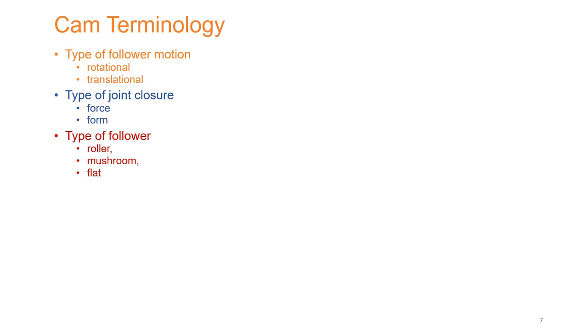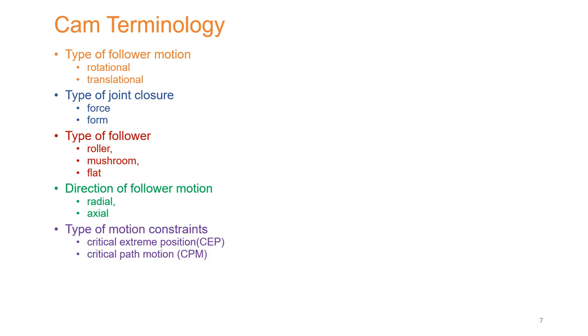So now it is appropriate to introduce the cam terminology. In that, the very first thing that we need to study is the type of follower motion. We will see that later on. Then the joint closure and the types of those, and the type of followers that are possible. Then the direction of follower motion, then the type of motion constraints, and then the type of motion programs that can be machined or implemented on the cam profile. So these are the necessary cam terminologies that need to be cleared before we start the designing process.